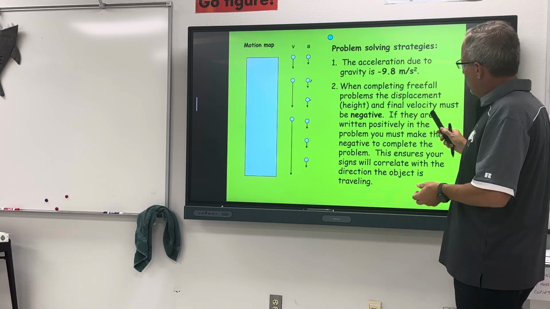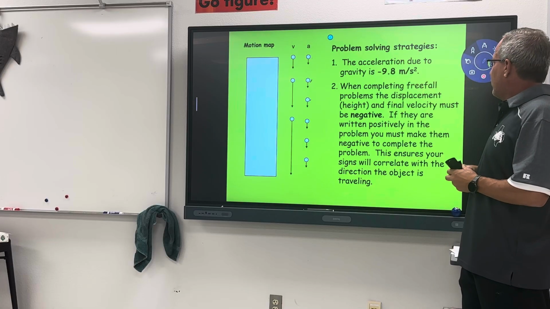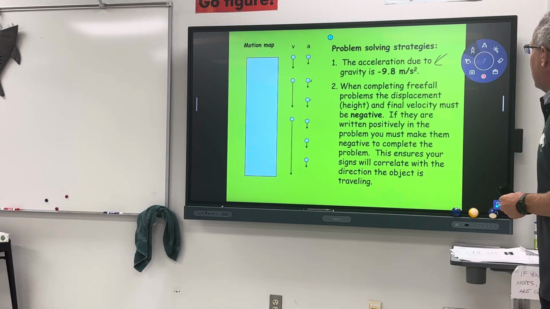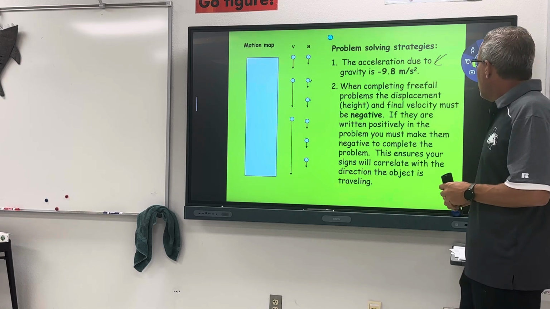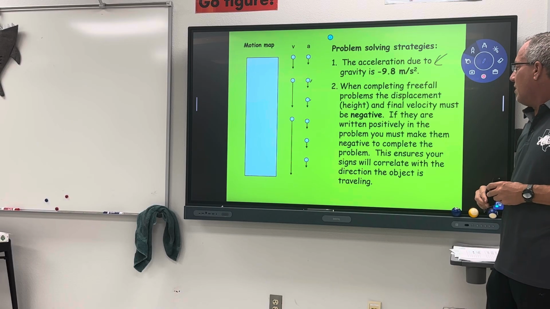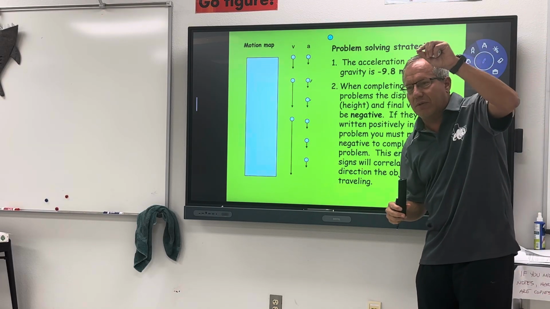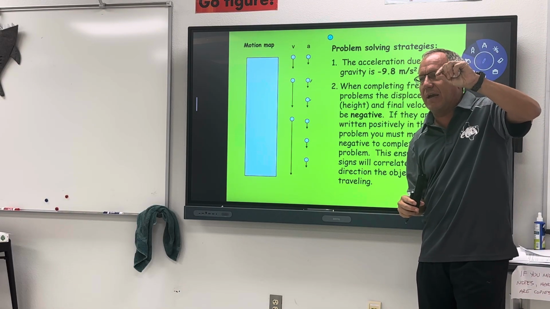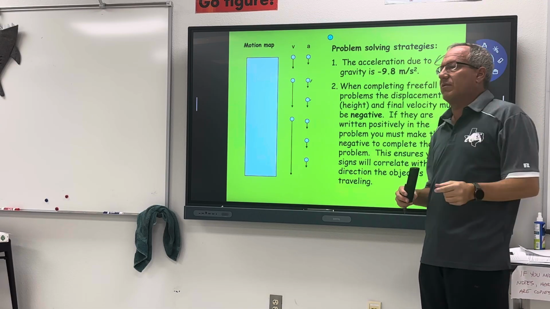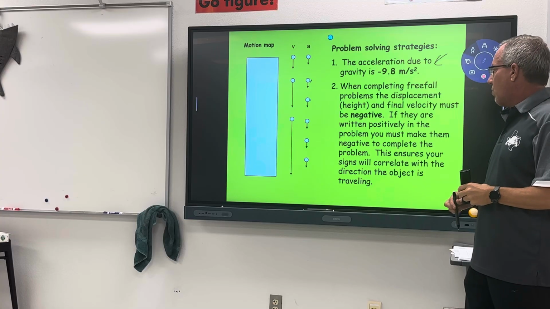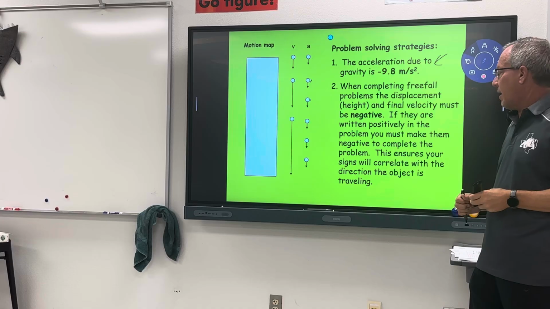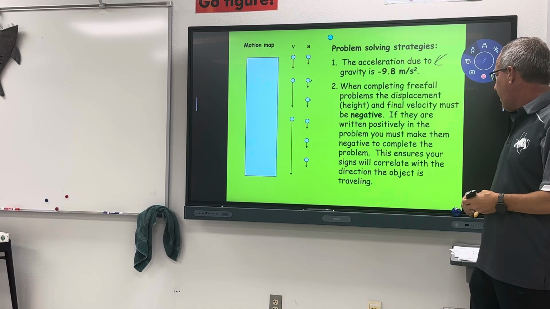All right. Now, the problem-solving strategies, there's your buried givens. If you're on Earth, use negative 9.8 meters per second squared. When completing free fall problems with the displacement height, the final velocity must be negative. Again, if you're going towards the Earth, your velocities are going to be negative. If you're going away from the Earth, your velocities are going to be positive, or all your signage is going to fall under the same signage requirement as we've talked about before, because these are vector components, so the signage matters. And you'll see this in a second on some of the problems.